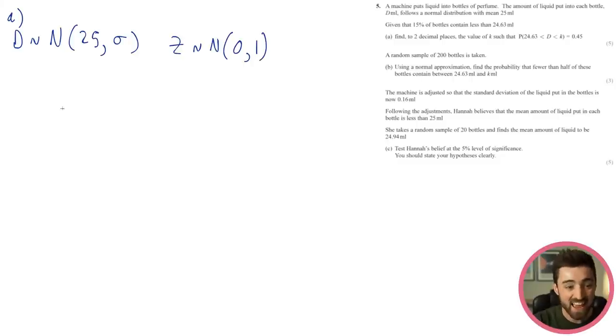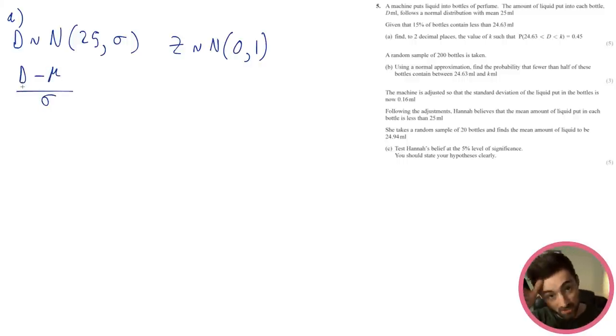The reason is any normal distribution, X or D in this case, gets transformed into Z if you take away the mu and divide by the sigma. So why is this useful? It's useful because of the following. I can get values for my Z because I know the mu and I know the sigma, so it's calculator friendly. I can then put them into here and rearrange to get what I want. So I'll show you what I mean.